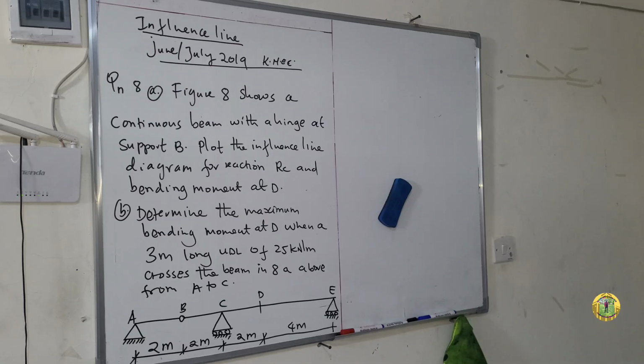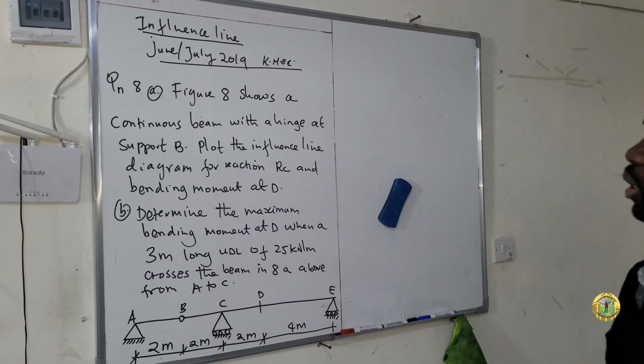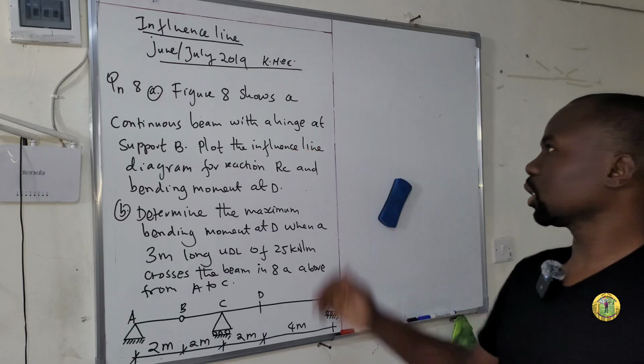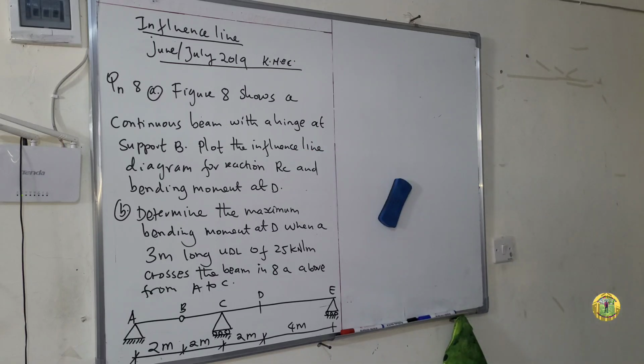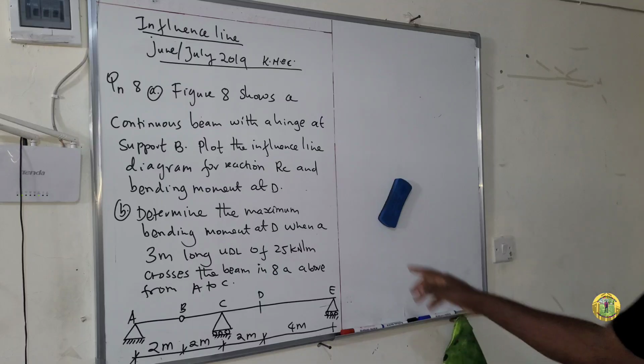Today I want to tackle an influence line question from a past paper, July 2019, question number 8A. It reads: the figure 8 shows a continuous beam with a hinge at support B. Plot the influence line diagram for reaction RC and bending moment at D.